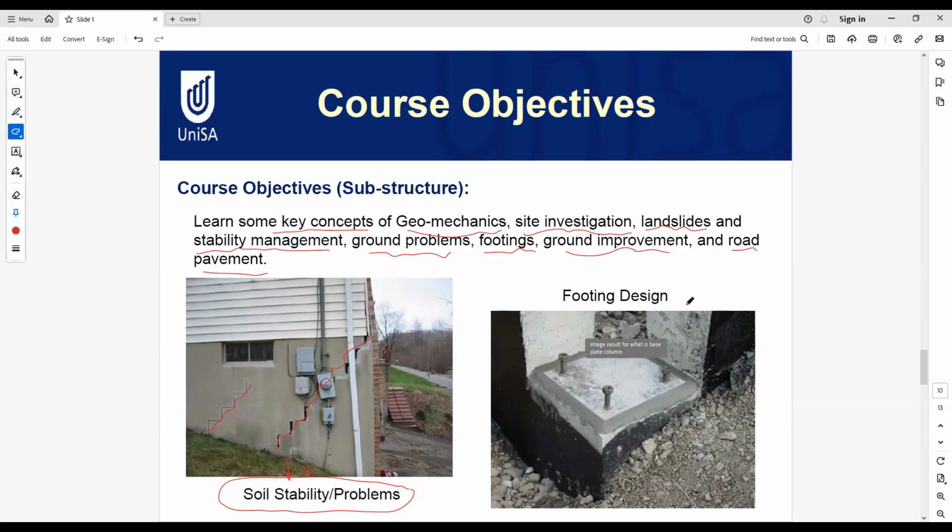And here on the right-hand side we have footing design. For example, if we have a steel column, how to fix this column to the ground or to the footing. So this is the footing design. We will also be looking at the footing design during the substructure component.